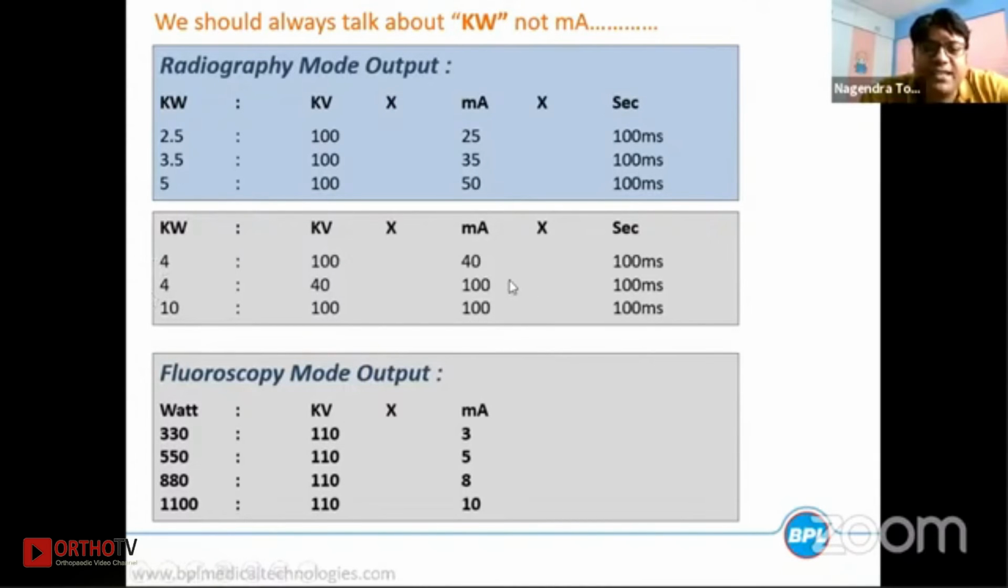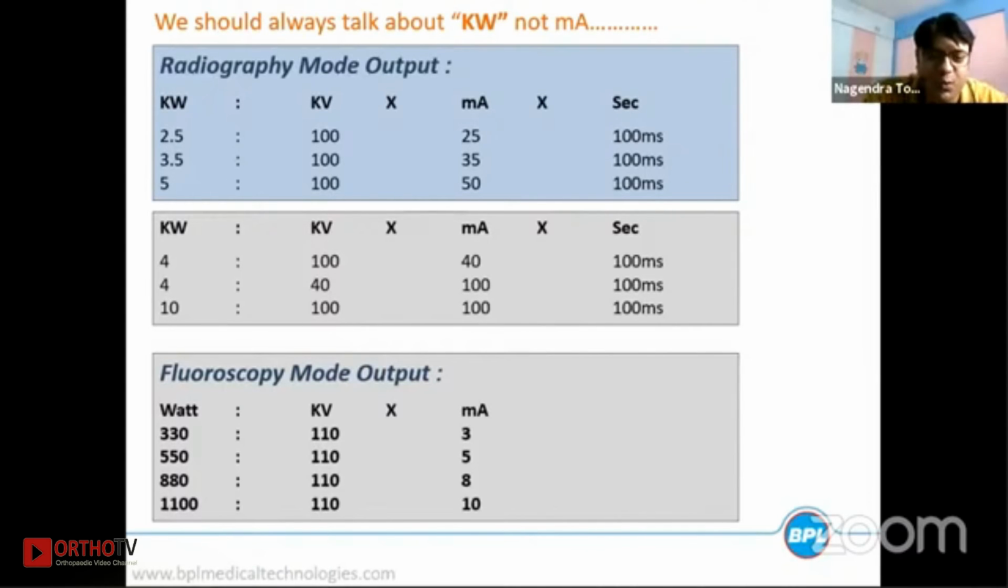Just see the second part. Suppose somebody says I have a 100 mA X-ray. If you are getting 100 mA at 100 kV for 100 milliseconds, that becomes 10 kilowatt. But if you are getting 100 mA at only 40 kV, that becomes 4 kilowatt. So there is a major difference here. Both units are 100 mA, but the kilowatts are different. Obviously, 10 is better than 4 kilowatt. So we should always talk about the kilowatt output.